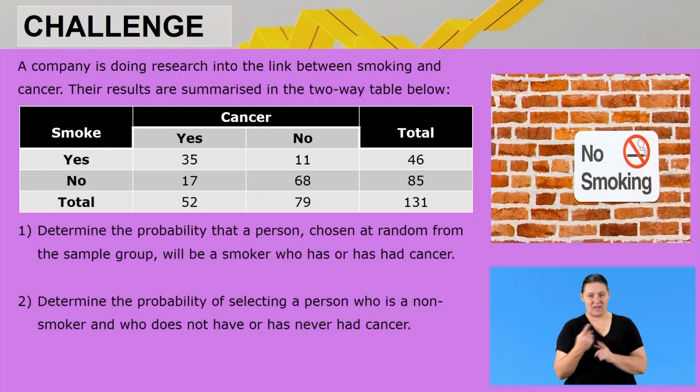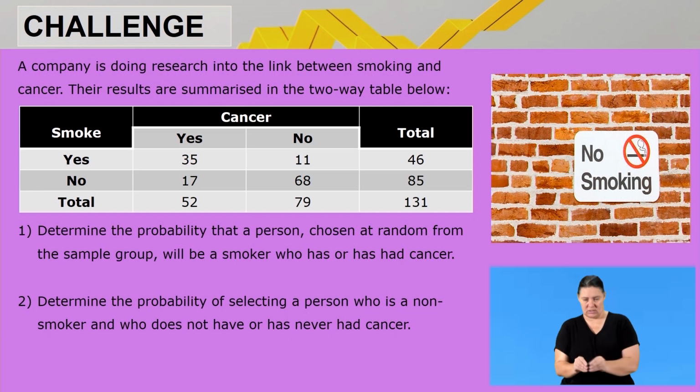Guys, before I say goodbye, I would like to leave you with a challenge for this upcoming week. So in this challenge question, I indicated a company is doing research into the link between smoking and cancer. Their results are summarized in the two-way table below. So there we have a two-way table. And then as you can see, we have the smoke, yes, no, with the total. Then cancer, yes or no, as well as the totals going horizontally and vertically.